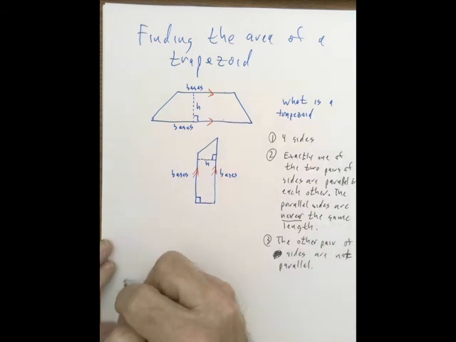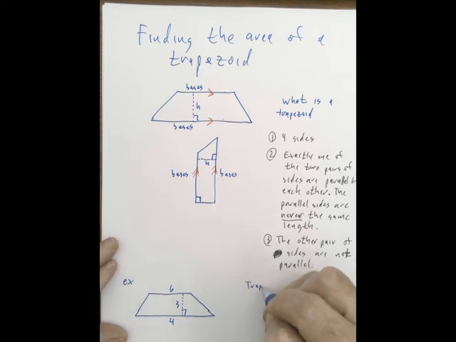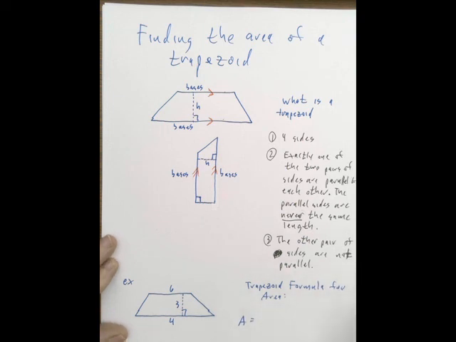Now, let's say we've got this trapezoid here, and we've got this information about it. The top base is equal to 6, the bottom base is equal to 4, and the height between them is equal to 3. Now, in order to get the area, we're going to have a formula for trapezoids, okay? This is the trapezoid formula for area. It looks like this: A for the trapezoid is the first base, let's call it base 1, plus the second base, base 2. Add those together, and you're going to multiply by the height.